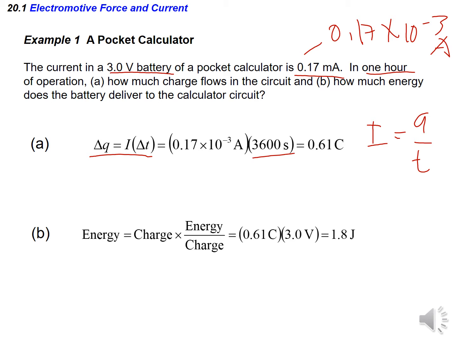For letter B, we are asked to get the energy delivered to the calculator circuit. So we have this formula, which is energy is equal to charge times energy divided by charge. As you can notice, guys, the 3 volt here is the potential difference, and then this one is the value of the charge.